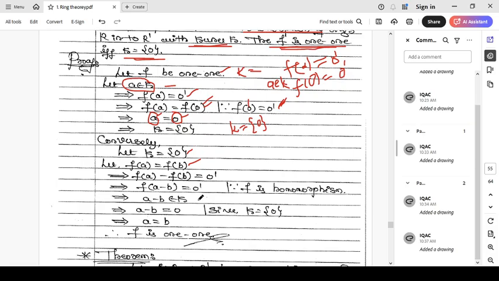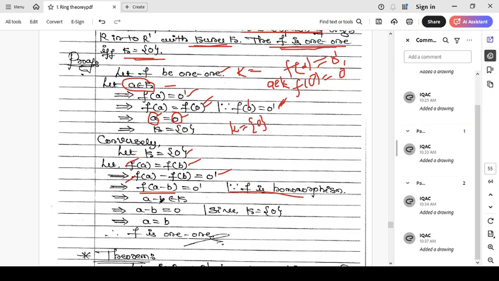So if I take f(a) = f(b), then how can I write down f(a) - f(b) is 0'. So obviously f(a) - f(b), how can I write f(a - b), because f is a homomorphism. So f(a - b) = 0', it means a - b belongs to K.